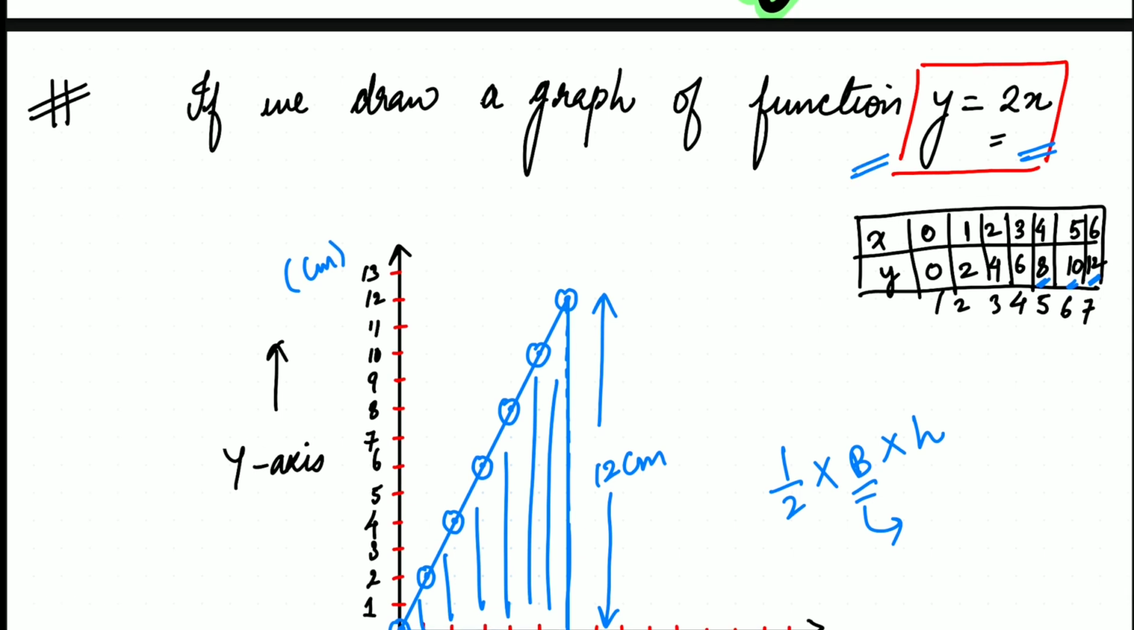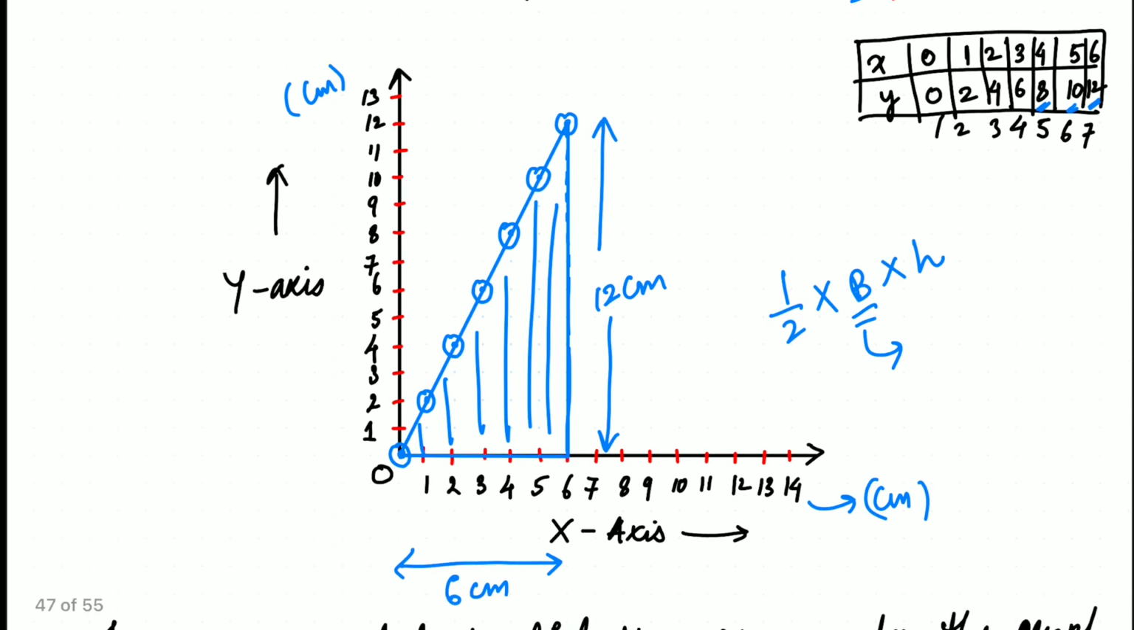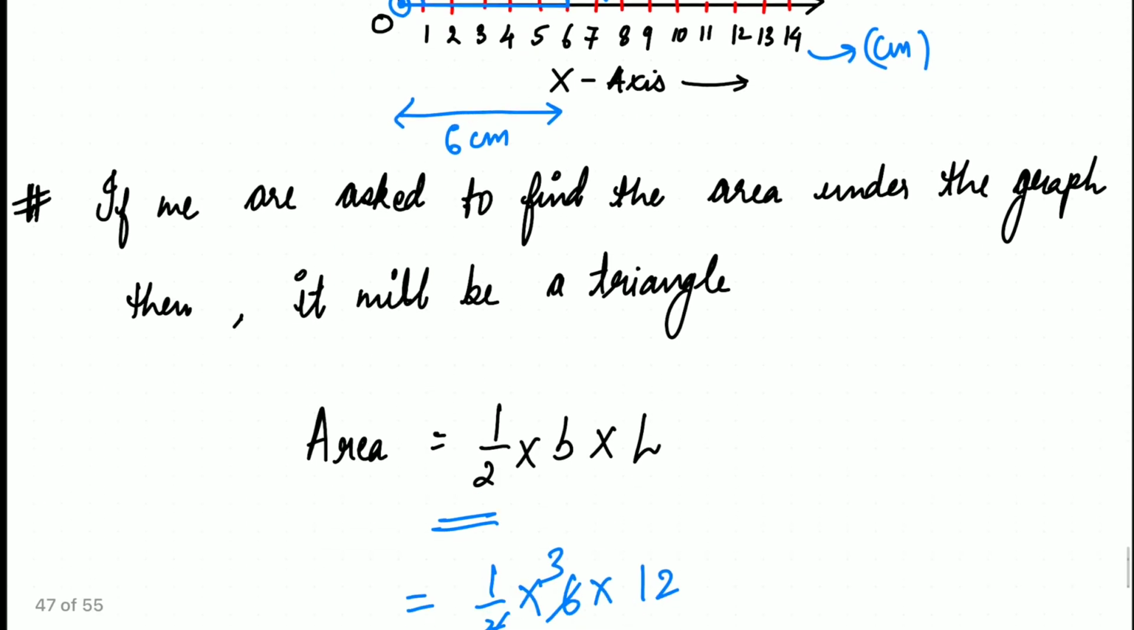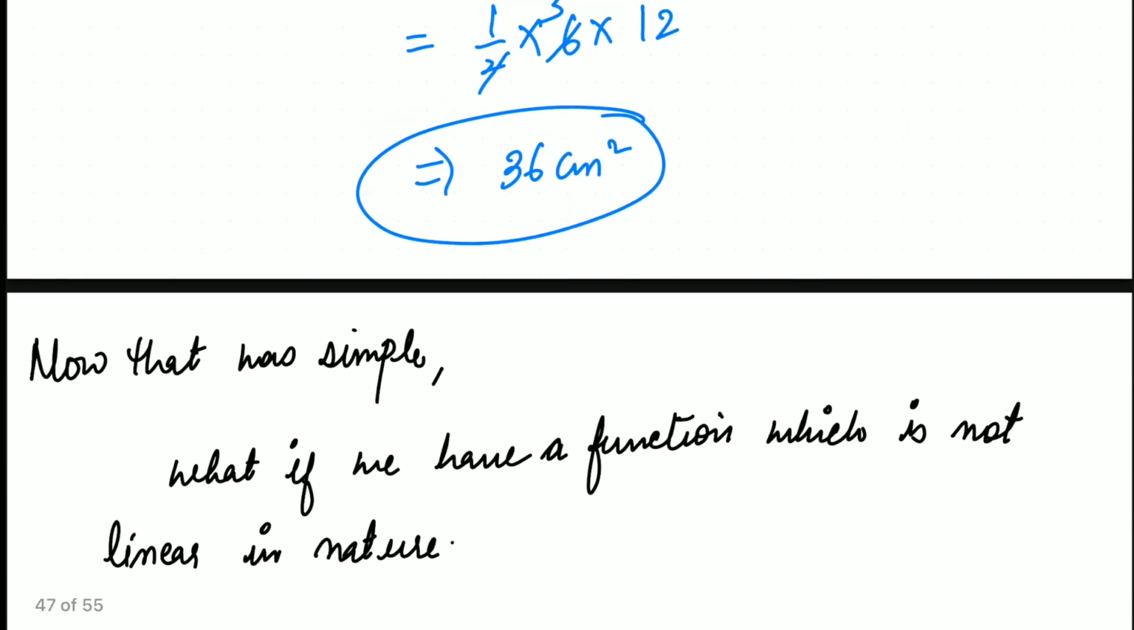Because the function was a linear function, we were getting a linear graph. There were no curves over there, so it was very, very easy to find out the area under the graph. Now what will happen if I have a very curvy kind of graph?